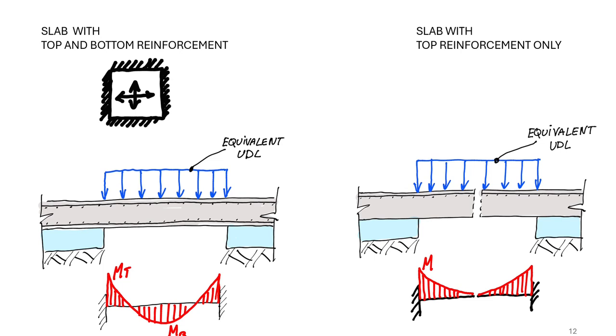If we have a slab with top reinforcement only, we cannot assume that the slab will resist sagging moments. So we have a virtually broken slab in the middle, and we are checking two separate independent cantilevers. This allows us to check our slab for top reinforcement only.